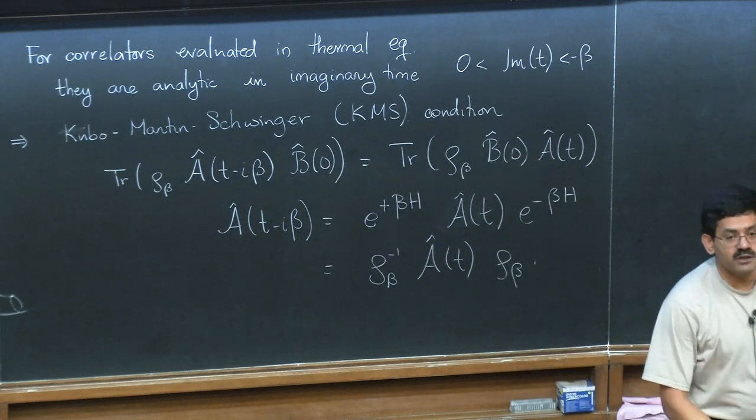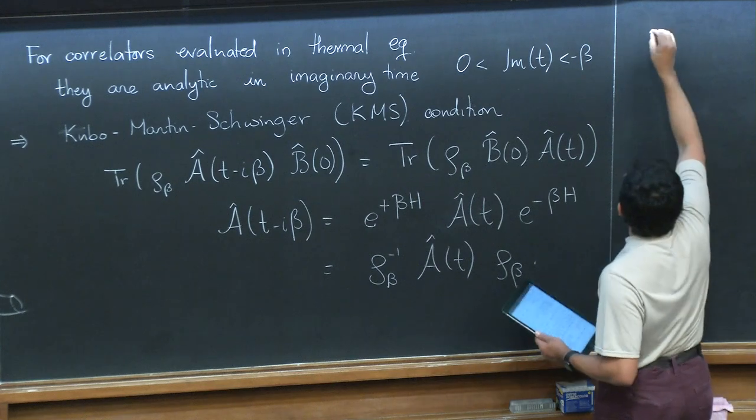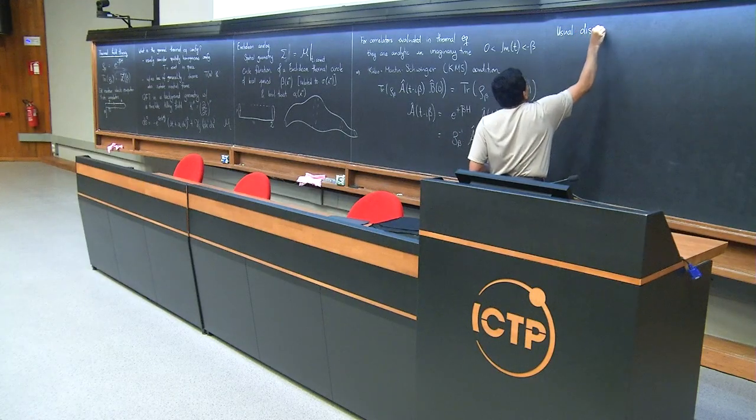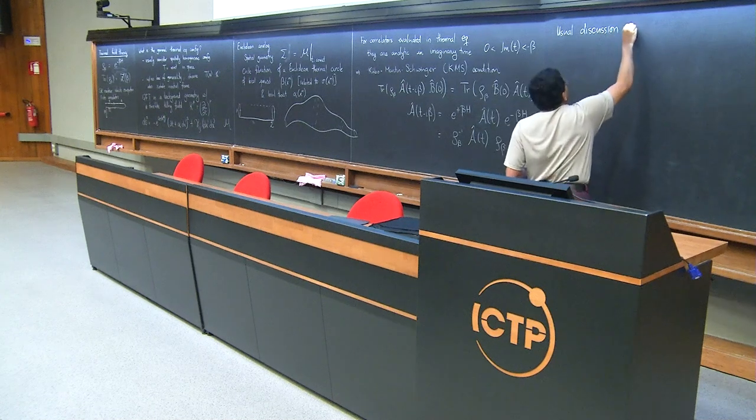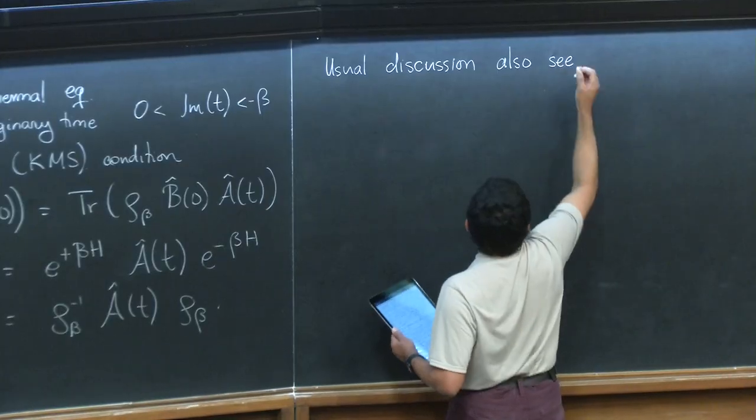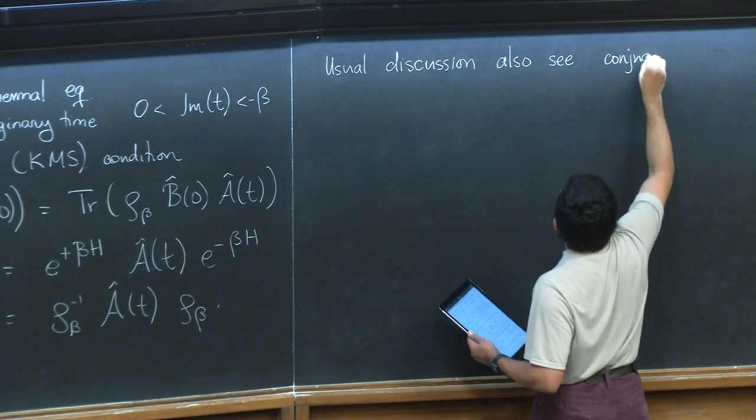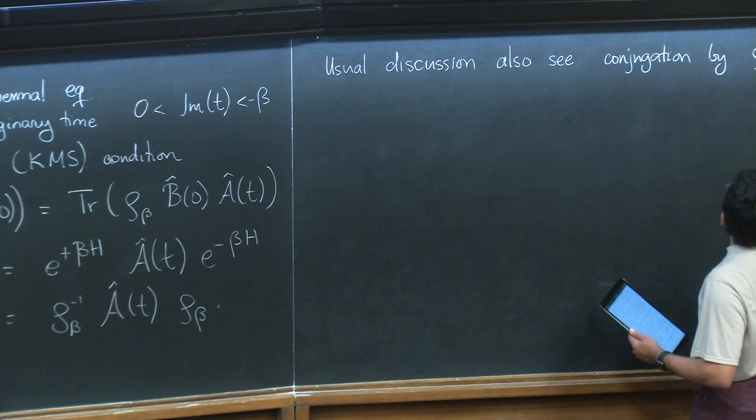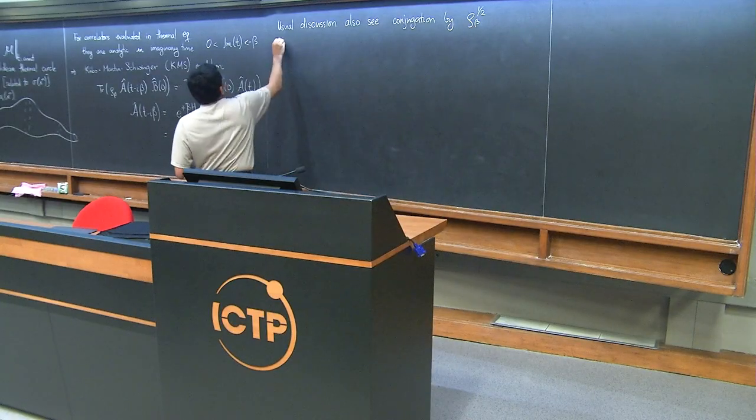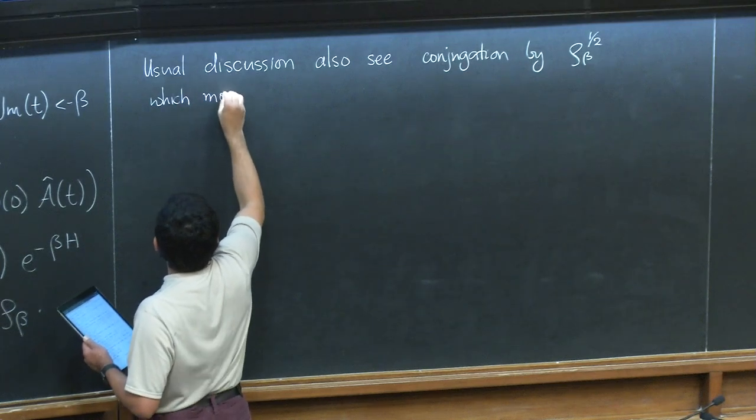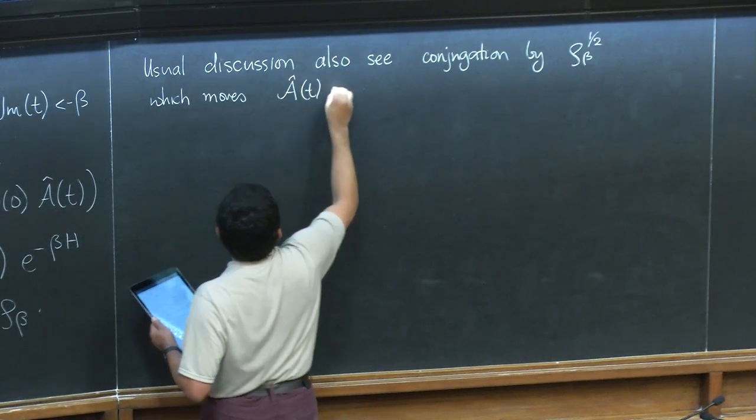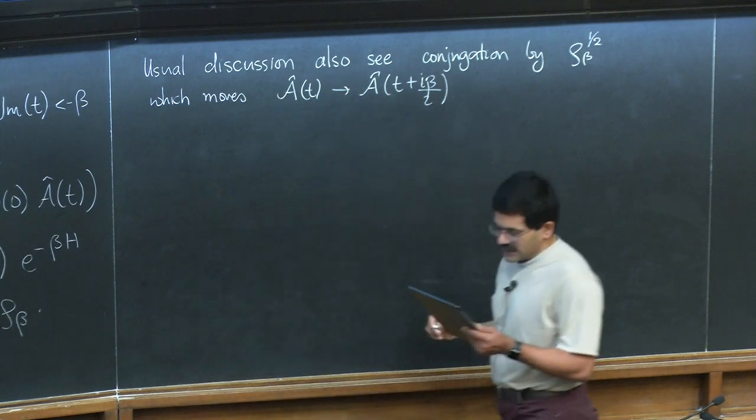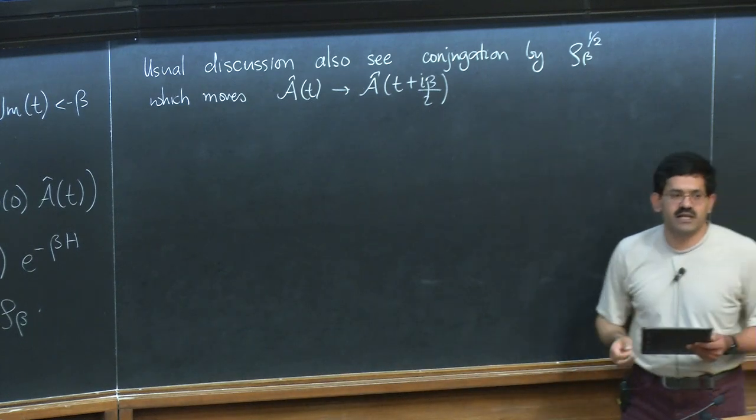This is not what you would find, for example, in the literature. So in much of the StatMech literature, you also see conjugation by, say, rho beta to the half, which moves A of t to A hat of t plus I beta over 2. But I won't go through that. I'll tell you something about this in a second.